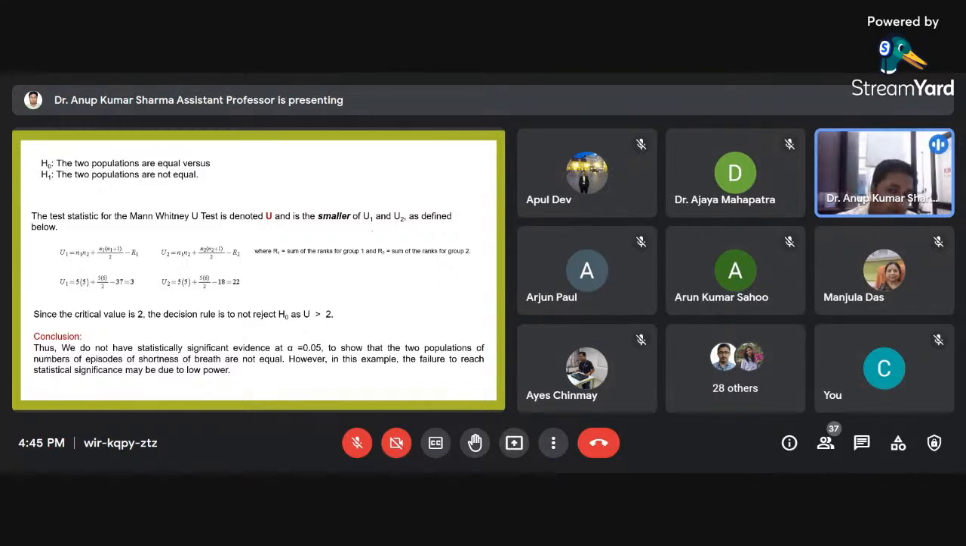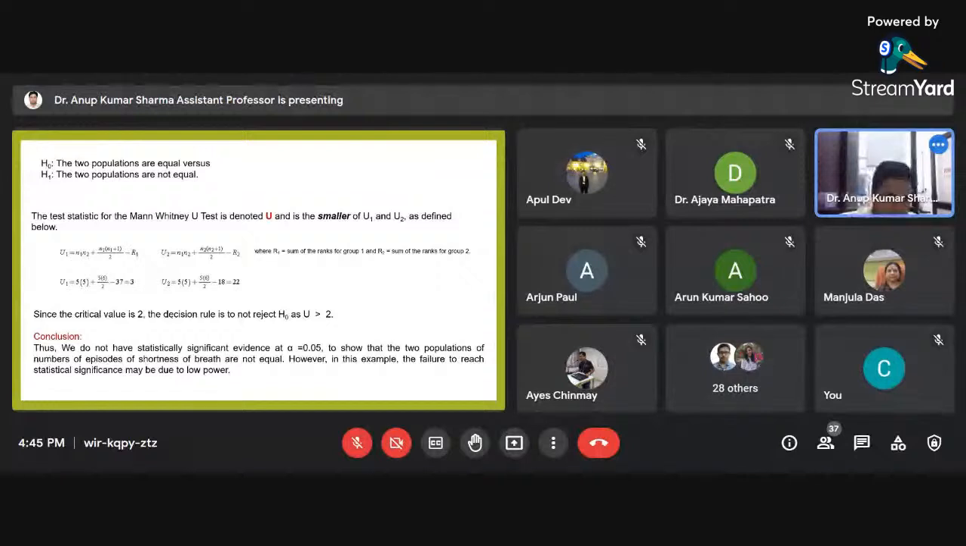And we consider the small value of the test statistic. So you can say U test also, or Mann-Whitney U test. This is the formula: N1 into N2, where N1 is the sample size of the first sample and N2 of the second sample, minus R1. R1 represents the rank sum of the first sample and R2 the rank sum of the second sample. By taking these values, we have U1 is 3 and U2 is 22. The calculated value of U is the minimum of U1 and U2. So our U is 3.